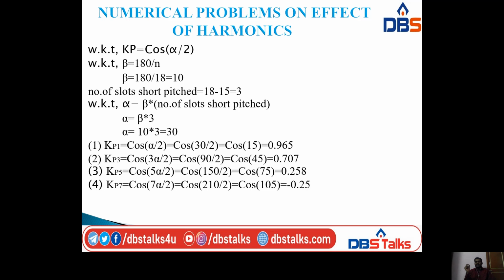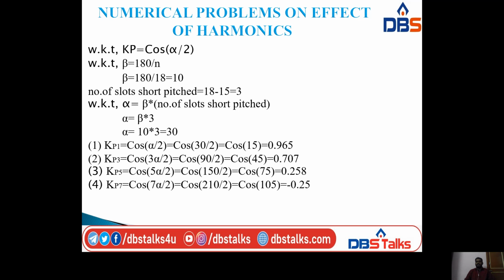And coming to the second case, that is the third harmonic component, we know the formula for the pitch factor, that is cos x alpha by 2. Here x is equal to 3. So cos 3 alpha by 2, that is equal to cos 90 by 2, that is equal to cos 45. From the trigonometric functions we have 0.707. And next, fifth harmonic component, for the pitch factor we know the formula cos x alpha by 2. Here x is equal to 5. Substitute here, we will have cos 5 alpha by 2. So that is equal to cos 150 by 2, that is equal to cos 75, that is equal to 0.258.